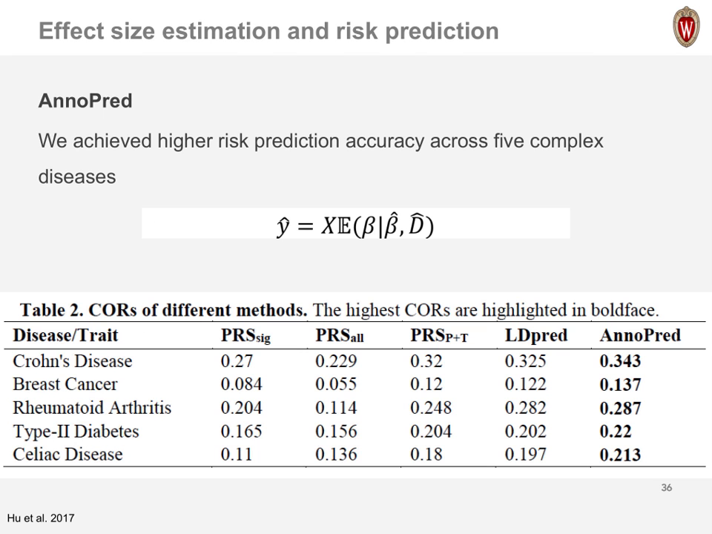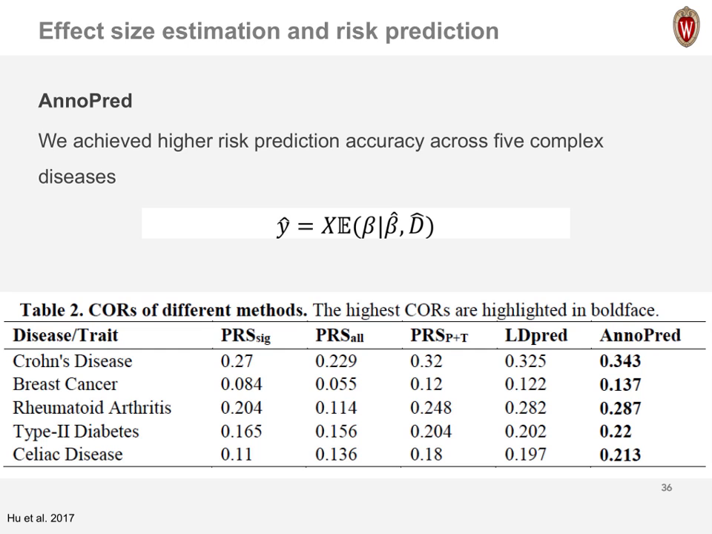So using that in a Bayesian framework, you re-estimate all the effect sizes and put that into a polygenic risk score model, which is quite straightforward. It's just a linear combination of genotype and the re-estimated effect size. We compared with multiple polygenic risk prediction models, including a standard polygenic risk score based on significant SNPs, based on all SNPs, based on certain variable thresholds, and LDpred. We are able to improve the risk prediction accuracy across 5 different diseases.